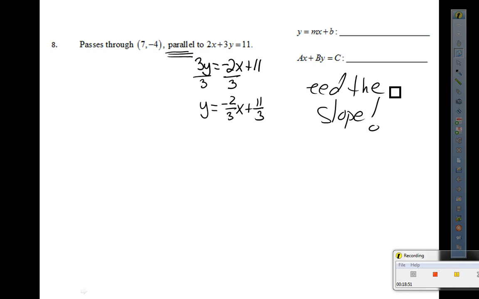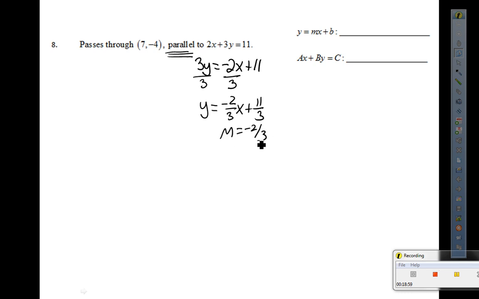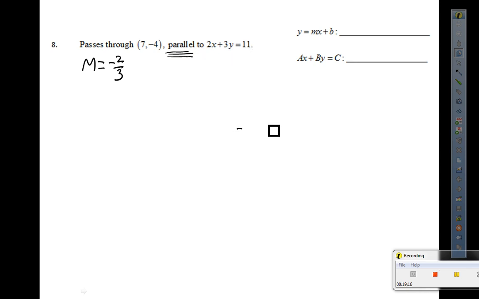To be truthful, guys, the 11/3 doesn't help us any. I know that this slope is -2/3. So, to be parallel, I also need a slope of -2/3. So now I don't need that anymore. Since I don't need it anymore, I'm going to get rid of it. And then here goes our equation of the line. I'm going to go y minus negative 4, which becomes plus 4, equal -2/3 (x - 7).